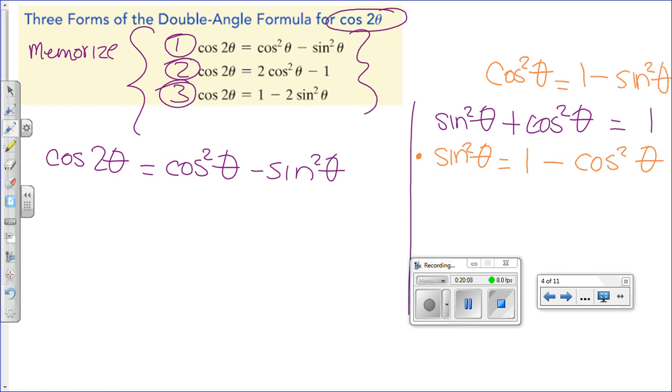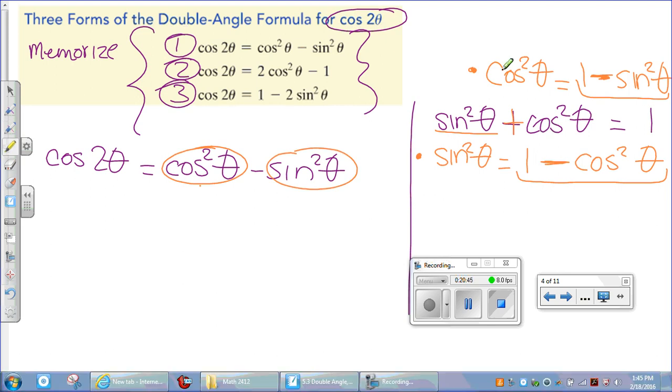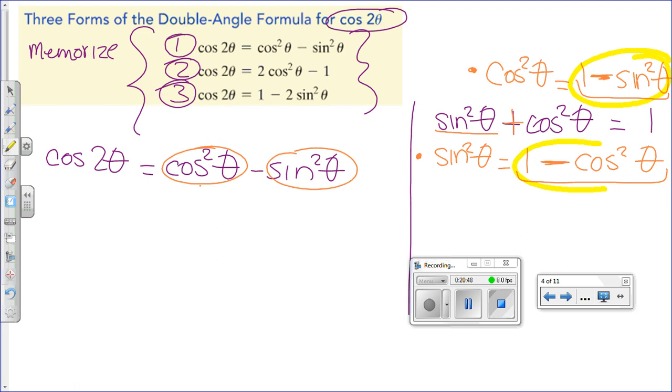Are you guys okay with this part? These are just variations of the Pythagorean identity. Are we okay with that? On the one on top, I moved sine squared to the right side, so that's why it became negative. Similarly, on the one on the bottom, I moved the positive cosine squared to the right side, and that's why it became negative. Now what I'm going to do with this formula, I'm going to substitute either cosine squared or sine squared with the expressions that I found here and here.